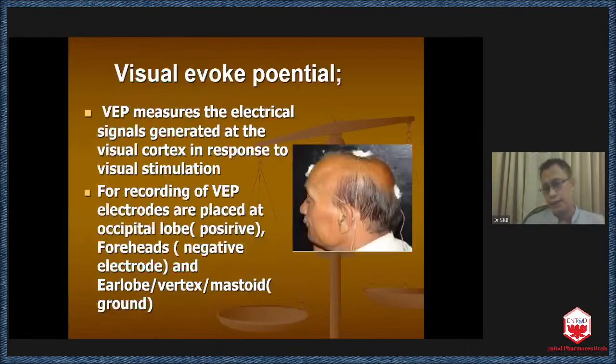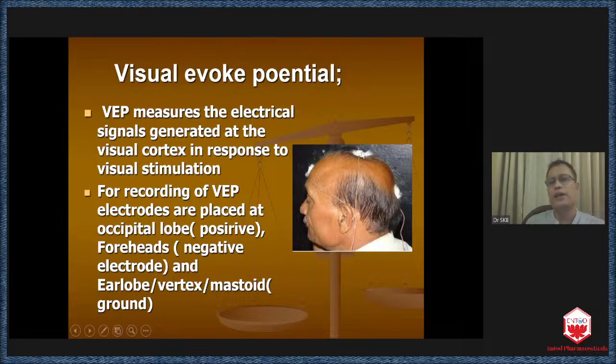The next test is visual evoked potential. What is visual evoked potential? Actually, this is the electrical response of the visual cortex in response to a visual stimulus. For recording VEP, we have to apply some electrodes. One is the occipital electrode, which is the positive electrode. One is the frontal electrode, which is the negative electrode. One is the vertex electrode, which is the earthing, this is called earthing.